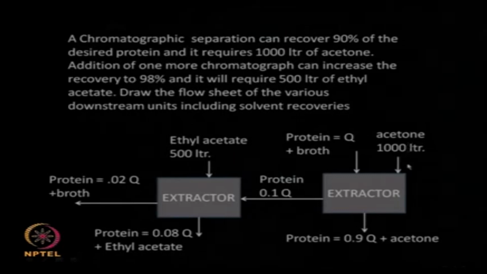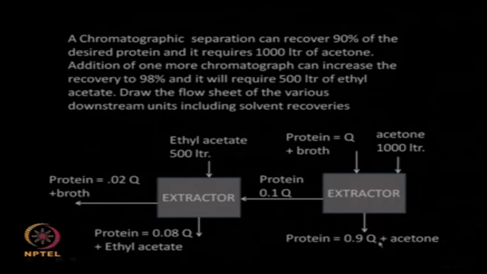1000 liters of acetone is added here and the extraction efficiency is only 90%, that means only 0.9 Q, if you start with Q as the amount of protein that is present, only 0.9 Q comes out with acetone, agreed. So that means 0.1 Q is lost.